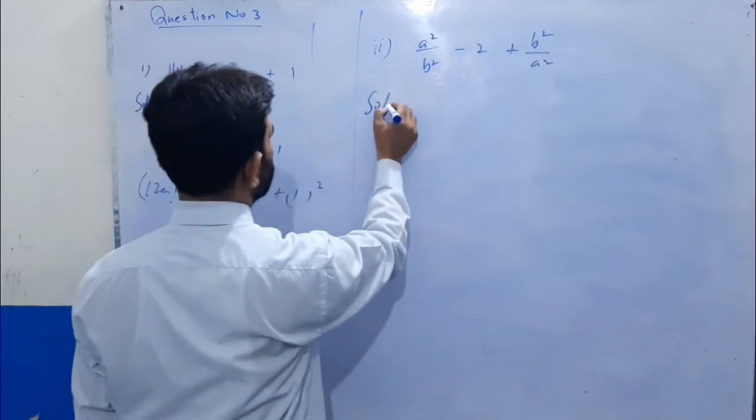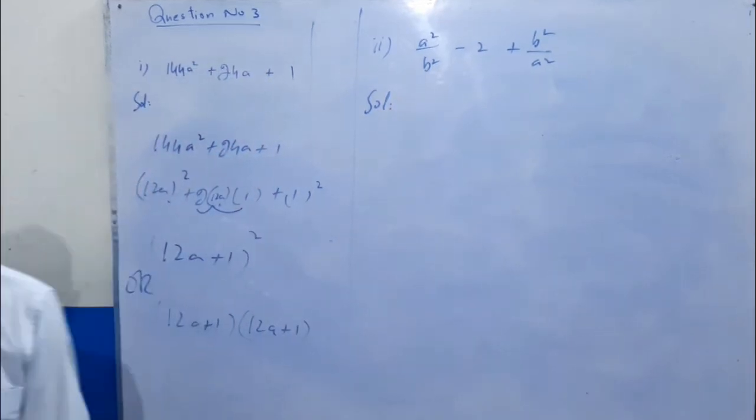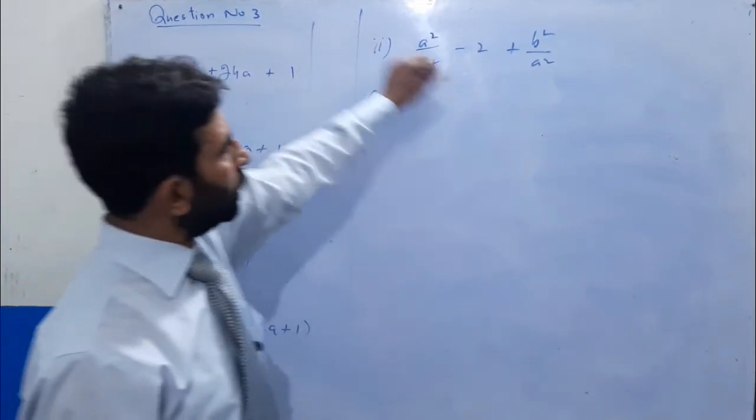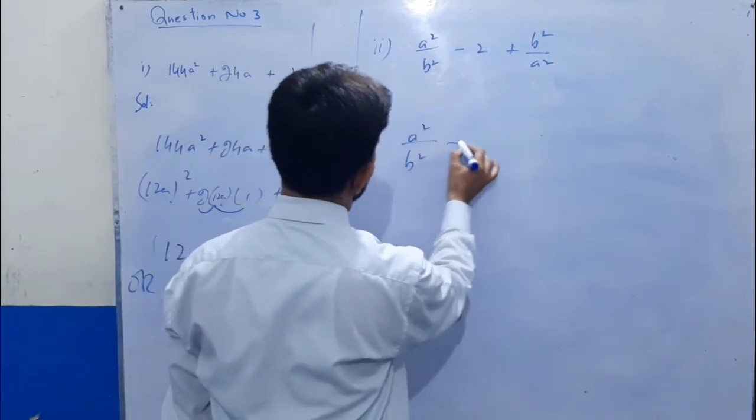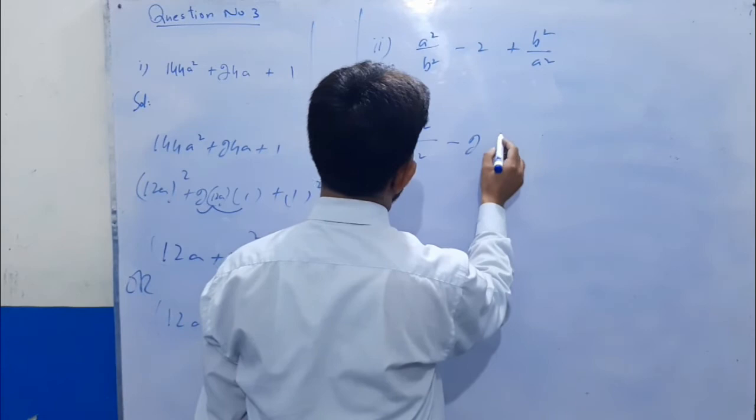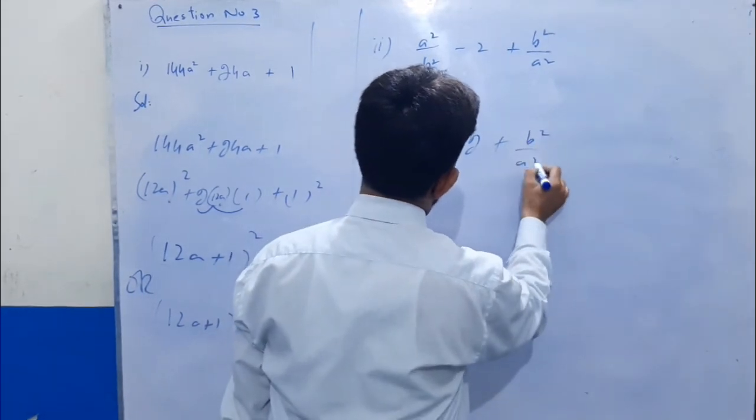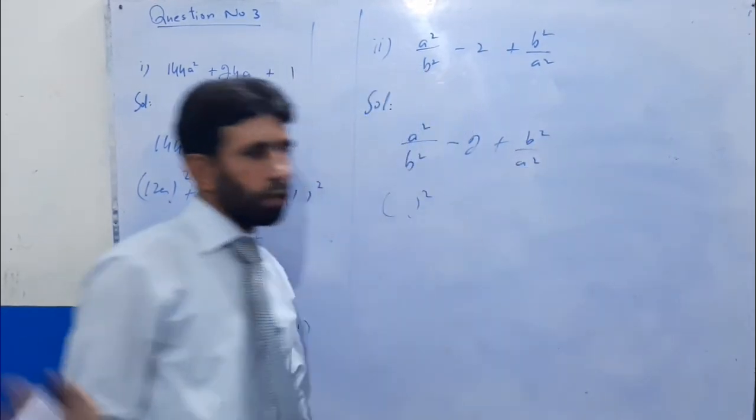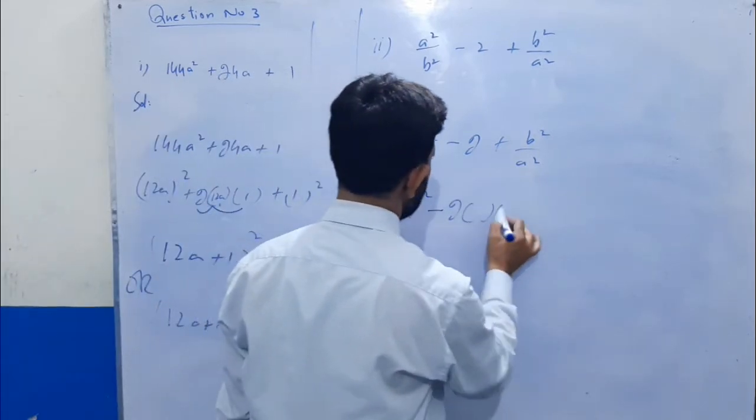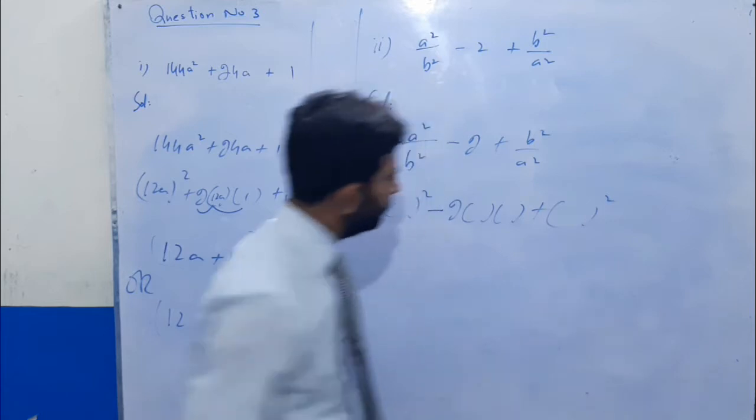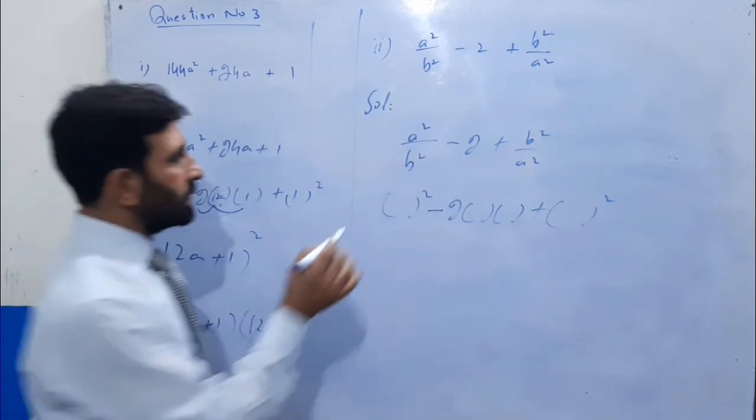Right, solution. A square over b square is a perfect square, and b square over a square is also a perfect square. Write the question again. Make the format like this. You must remember the format: square of first minus 2 into first into second plus square of second. A square over b square is a perfect square.